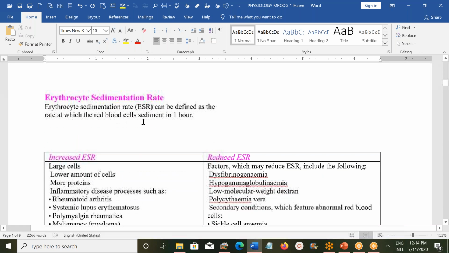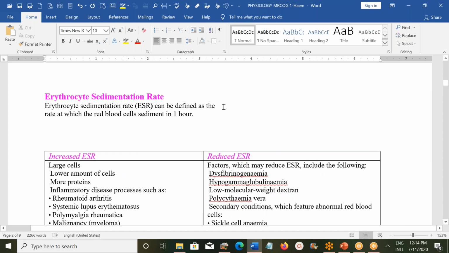So then you should be familiar with another important concept that is called ESR. So what is the ESR? ESR can be defined as the rate at which the RBCs sediment in 1 hour. Sediment, like they will settle down in a column of blood. Like you will take the blood in a test tube, and then you will see how many of them settle down in 1 hour. That is the point.